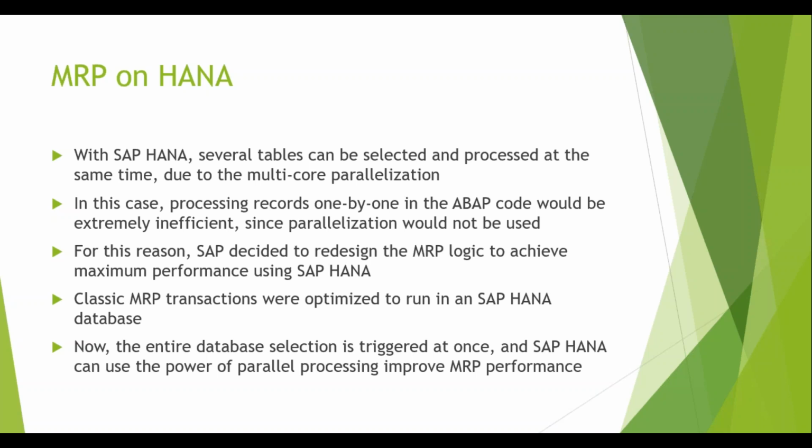With SAP HANA, several tables can be selected and processed at the same time due to multi-core parallelization. So in this case, processing records one by one would be extremely inefficient. For this reason, SAP decided to redesign the MRP logic to achieve maximum performance using SAP HANA. Classic MRP transactions were optimized. There was no change in the transactions.